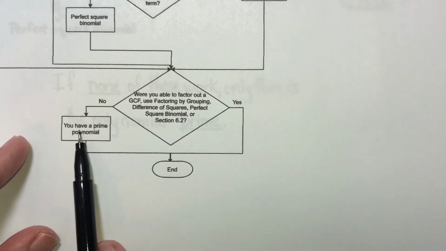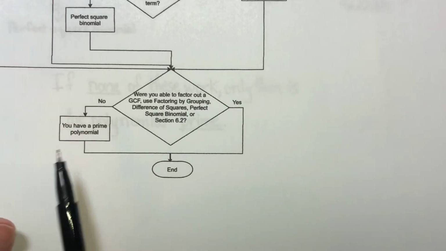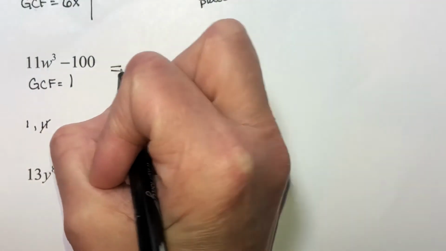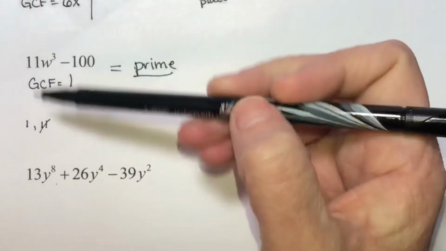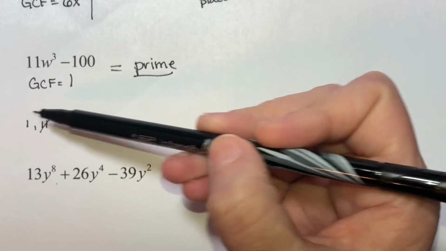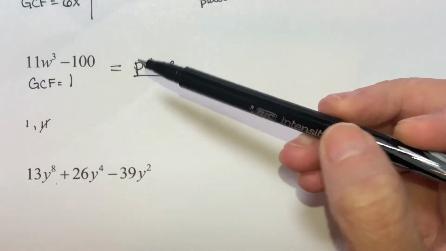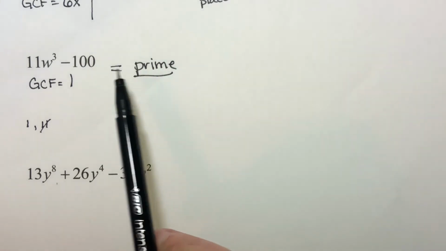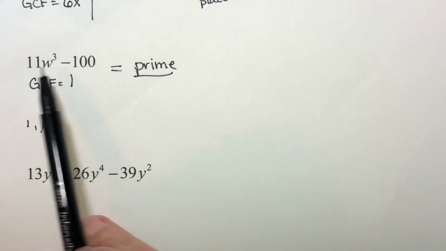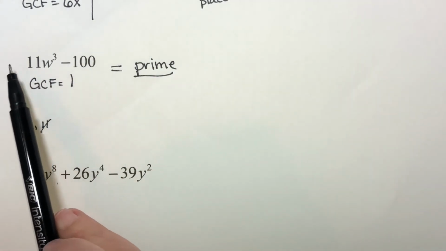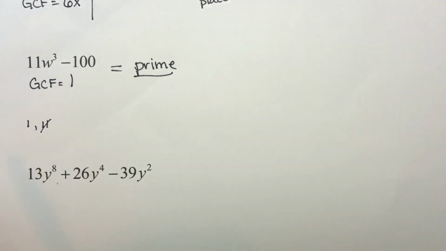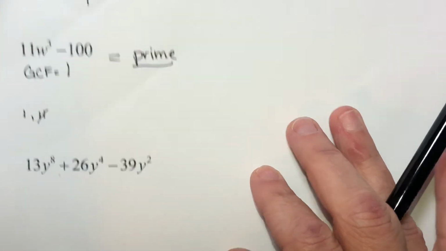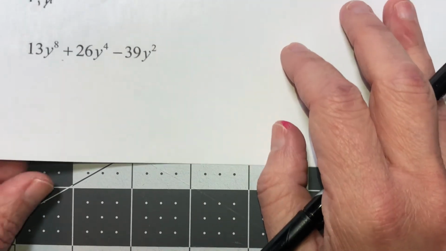Since no, we have what we call a prime polynomial. This is prime. Just like we said that 11 is prime because only 1 and 11 divide evenly into it, the only thing that divides evenly into this whole thing would be a 1, and 11w cubed minus 100 is prime. The only things that divide into it are 1 and itself. Okay, so let's look at this last one, on this page anyway.